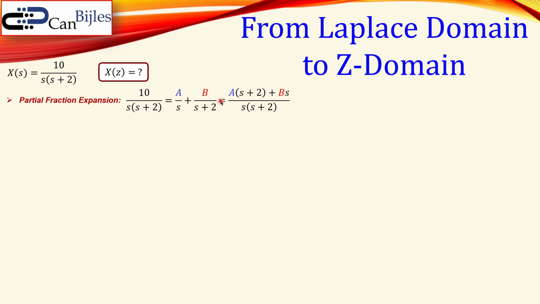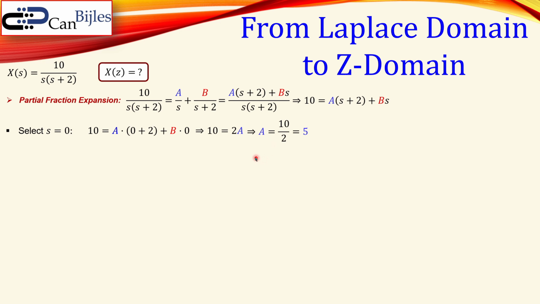Now we can say 10 is equal to a times s plus 2 plus bs. Now how do we determine the a and b? There are different methods. The method I really like is to select a convenient value such that only one unknown is left. So in this case, if I select 0, I only have 10 is equal to 2 times a, so a is then 5. I think this is pretty fast and also simple.